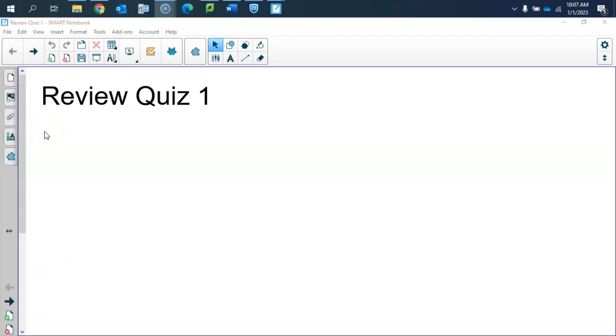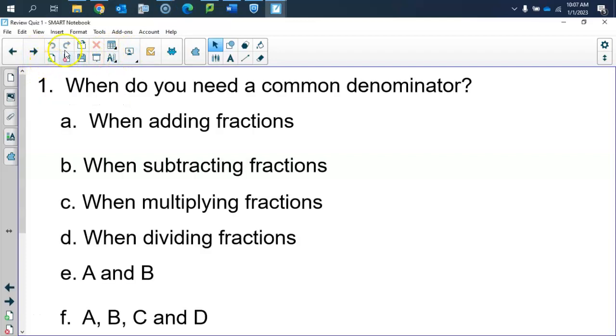All right, guys, this is the review for the first quiz in the second semester. Make sure you get out a piece of paper so you can write your work down. All right, question number 1. When do you need a common denominator? Here are your choices. Go.